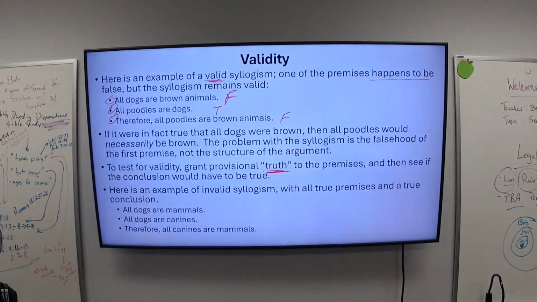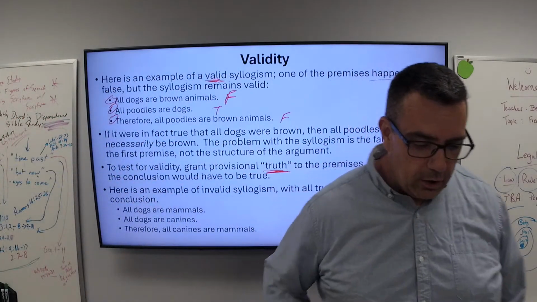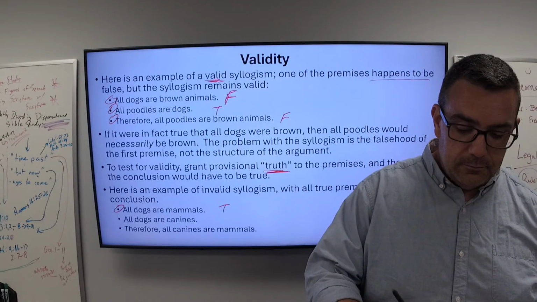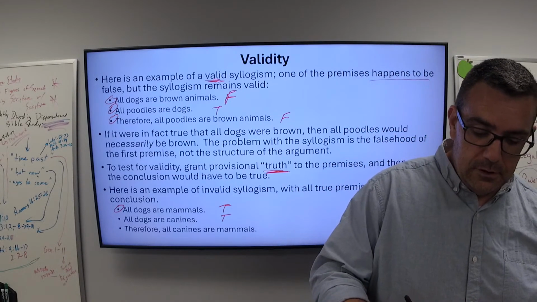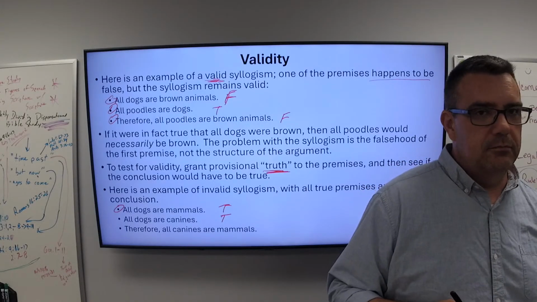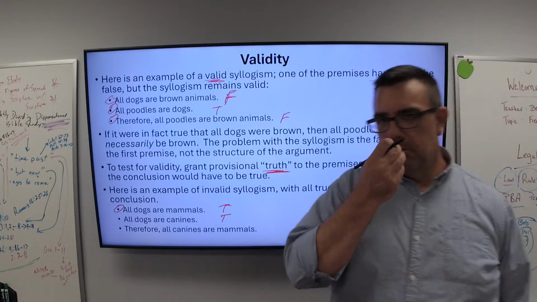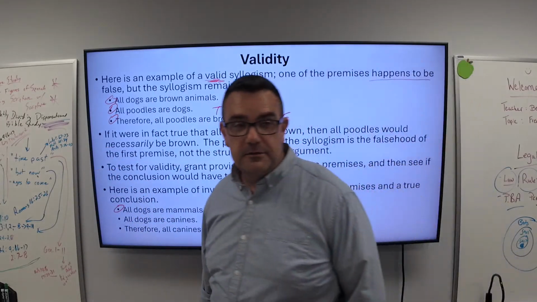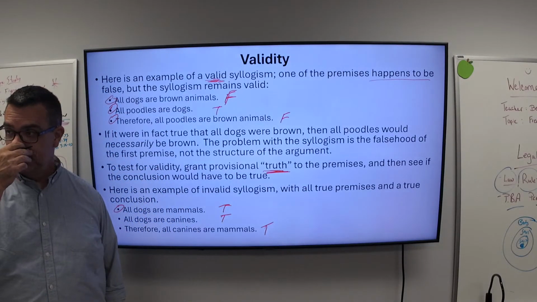So let's look at another example. Here's an example of an invalid syllogism with all true premises and a true conclusion. Premise 1: All dogs are mammals. True or false? True. All dogs are canines. True. Therefore, all canines are mammals. So we'll put true for now. How many think it seems true? Bart says yes. Anybody disagree?